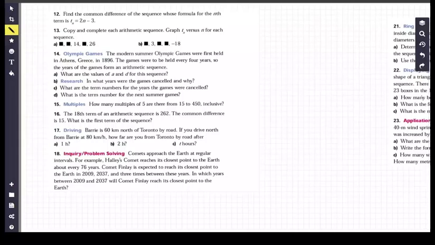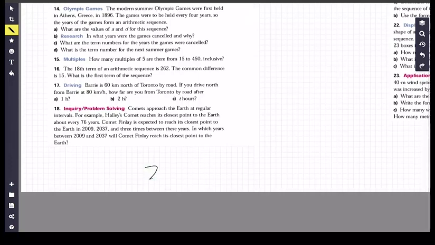16. The 18th term of an arithmetic sequence is 262. Common difference is 15. What is the first term of the sequence? Again, let's plug in the formula. So Tn, the 18th term, is 262. It's going to equal A. Let me write at the bottom, more space. 262 equals A plus, we know it's the 18th term, so 18 minus 1, 17d. Now common difference is 15.